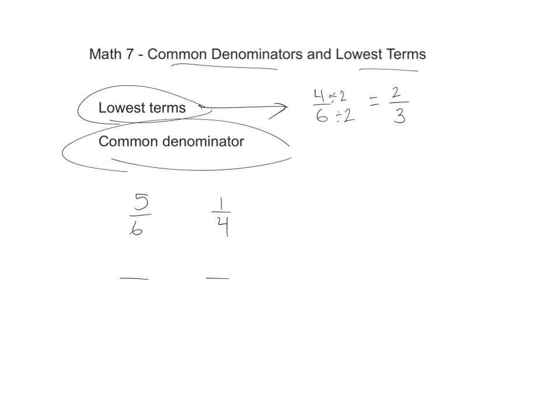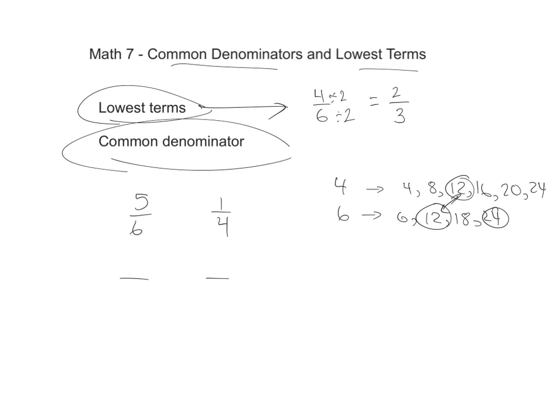Probably the simplest way to do this is to look at the denominators, the 6 and the 4, and just write out multiples. With 4, you can start with 4 and go 8, 12, 16, 20, 24. With 6, we can do the same thing: 6, 12, 18, 24, and it goes on. And you can right away see, hey, a common denominator could be 12. They both are multiples of 12.